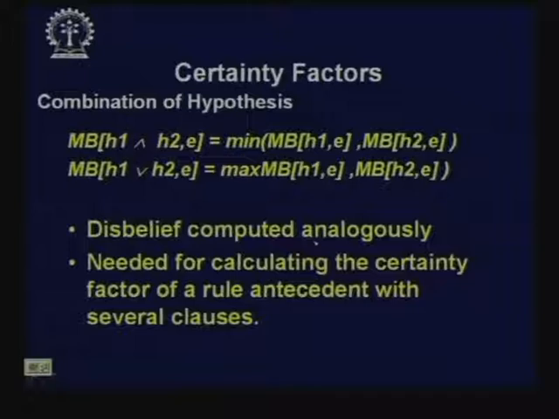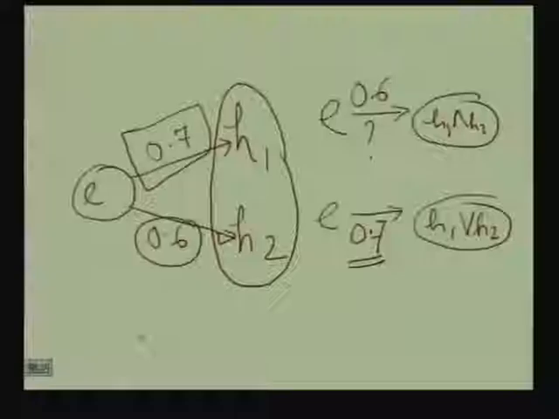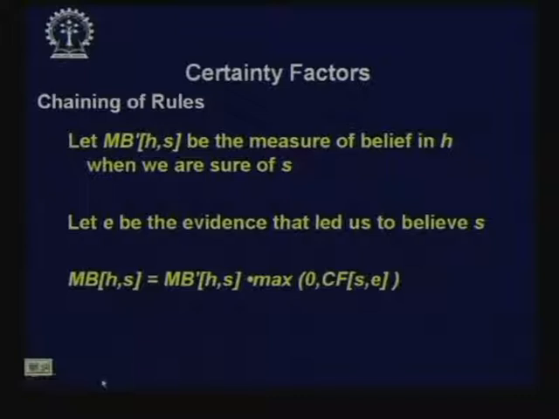Now, disbelief will be computed analogously, in the same way. In place of MB, it will be MD. Now, this is needed for calculating the certainty factor of a rule and rule antecedent, where there are several clauses. We will see that later. The other thing that remains here is chaining of rules.